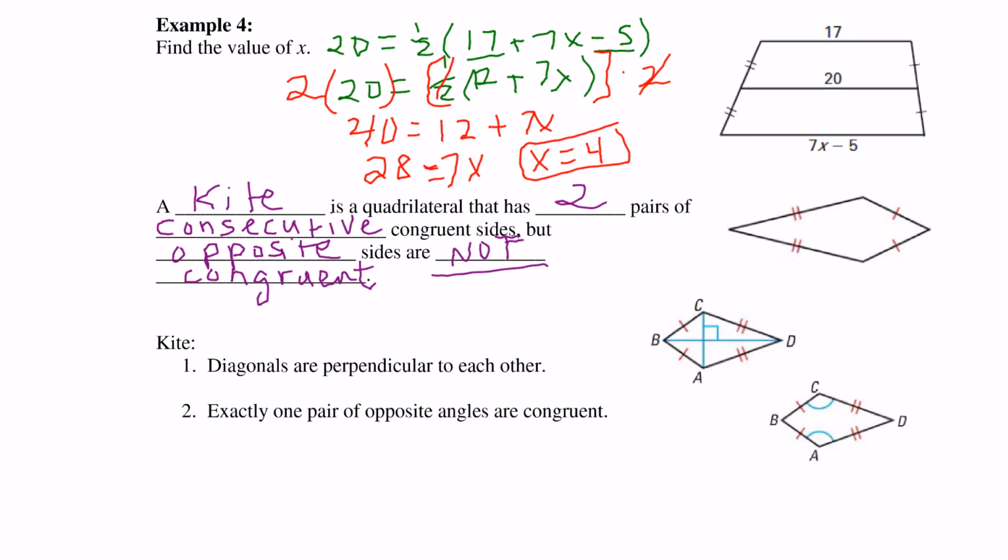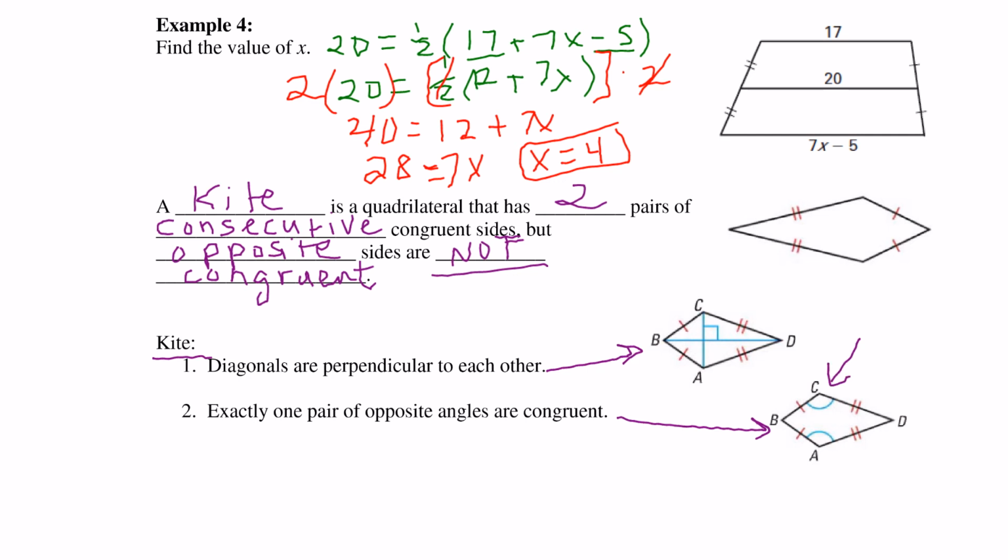Okay, so some things that you might want to remember. If you're a kite, your diagonals are going to be perpendicular to each other. So you know that the angle that is created with the two diagonals is 90 degrees. And that means you have some right triangles in there. And you also have one pair of opposite angles that are going to be congruent. And if you notice, it's between the two sides that are not the same.